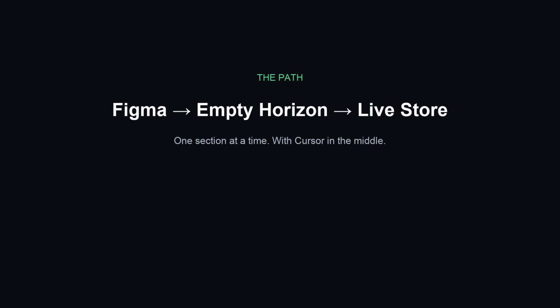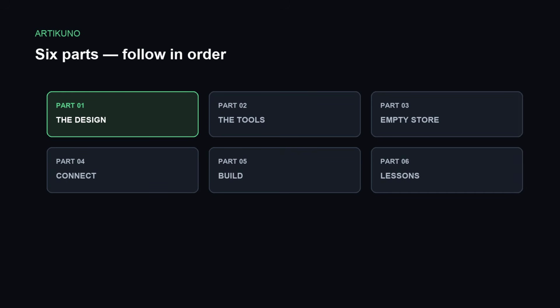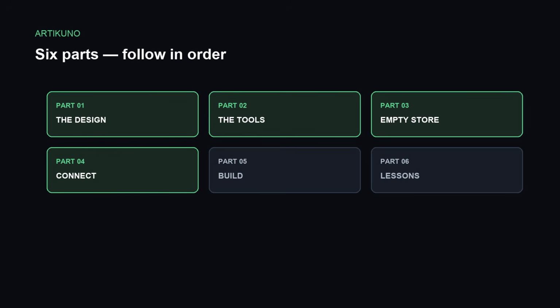I'll go slowly. We'll name every tool, and we'll start from empty so you can follow along. I've broken this into 6 clear parts. Part 1, the design we're building from. Part 2, the tools you need and what each one does. Part 3, standing up the store and installing empty Horizon. Part 4, connecting Shopify and Figma so the agent can read and write for real. Part 5, building the first section in Cursor step by step. Part 6, the practical lessons that save time, and the final proof.